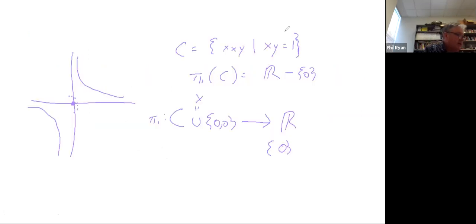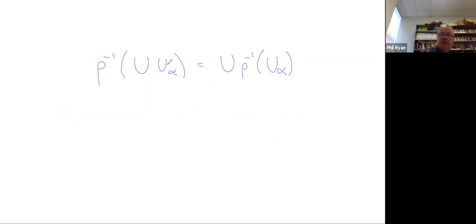And we know that preimages are handled nicely with intersections and unions, because the preimage of a union is going to be the union of the preimages, right? So if the U alphas are open sets in A, we take the union of them, and we want that union to be an open set. Well, because of this, each one of these preimages is going to be open, and the union of open sets is open. So that works.